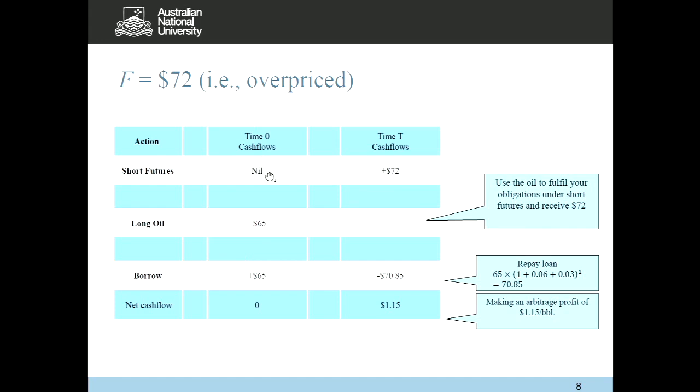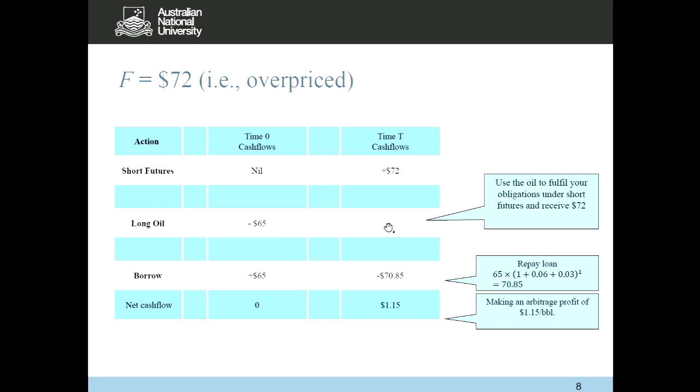And also, in order for us to prepare for the scenario of delivering that barrel of oil in 1 year's time, we better do something today, which is we borrow some money from the bank, $65, and we use that money. So the plus sign means the cash flow coming in, right? So that's inflow. We're going to use that cash flow to buy that barrel of oil for $65 at the spot price, and then we hold onto that barrel of oil.